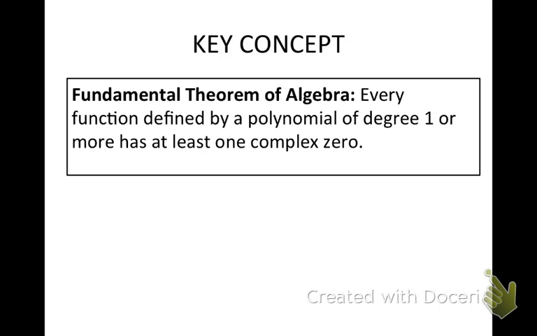Backwards, we're going to say, well, here are the zeros. What does the polynomial end up looking like? Okay, so we're just going to be working backwards of what we have been doing. So the first thing we have here is the fundamental theorem of algebra. The fundamental theorem of algebra states that every function defined by a polynomial of degree 1 or more, so pretty much all of them, has at least one complex zero.